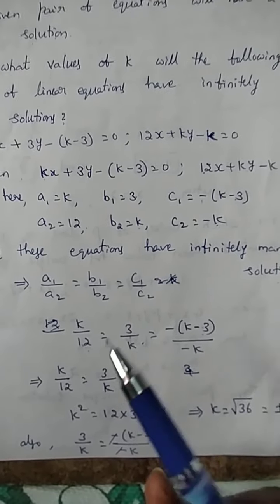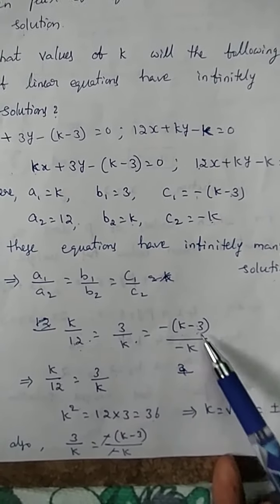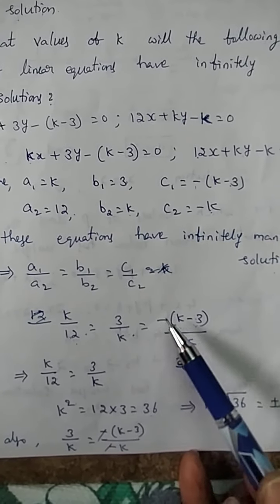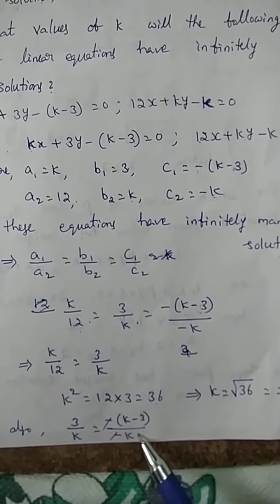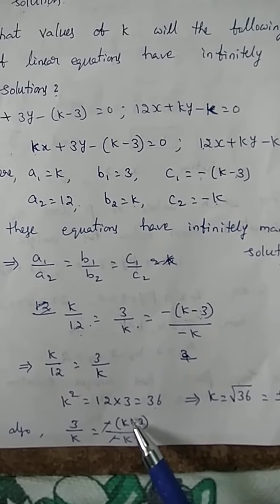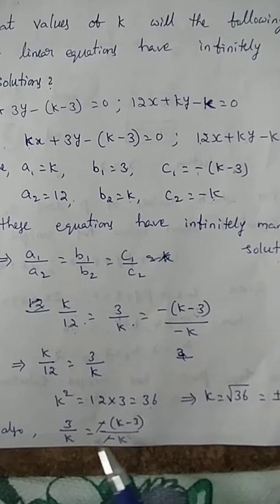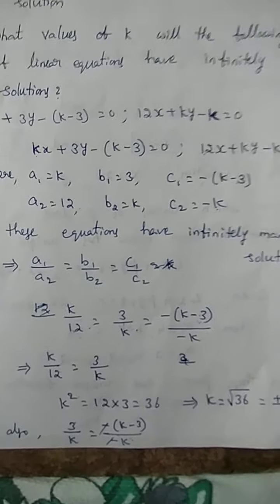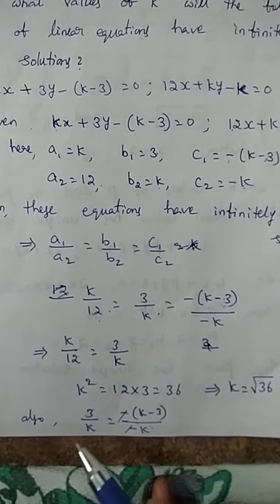Now if we compare the other two ratios, either 1 and 3 or 2 and 3, I am taking the 2 and 3 ratios here: 3 by k is equal to minus of k minus 3 by minus k. Both the negatives are cancelled. Both the denominators are the same. 3 by k is equal to k minus 3 by k. So both the k values are cancelled here.